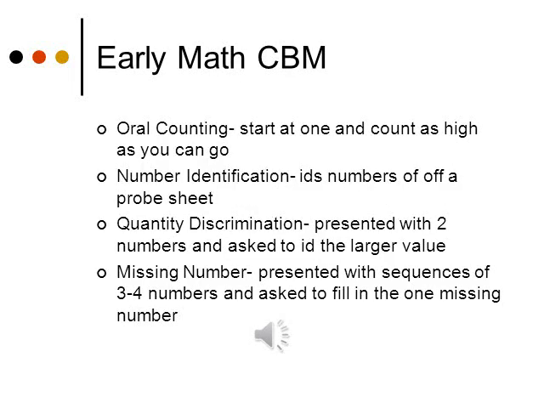There are also some early math CBM measures, and I just want to review those quickly. For oral counting, you just have the students start at 1 and count as high as they can. For number identification, the student's given a probe sheet of numbers, and they're just asked to identify the numbers. For quantity discrimination, the student's presented with a pair of numbers and asked to identify the larger value. And for missing number, they are given sequences of 3 to 4 numbers, and they're asked to fill in the one missing number in the sequence. And like our early literacy measures, these are helpful for identifying students in preschool and kindergarten who may be at risk and need early math support.